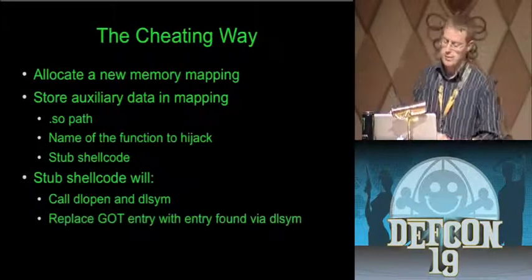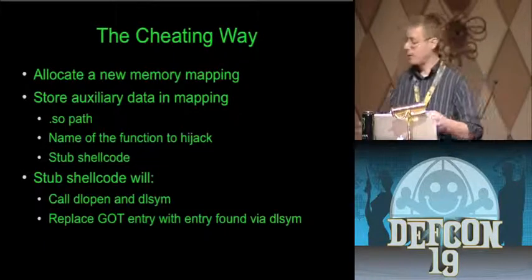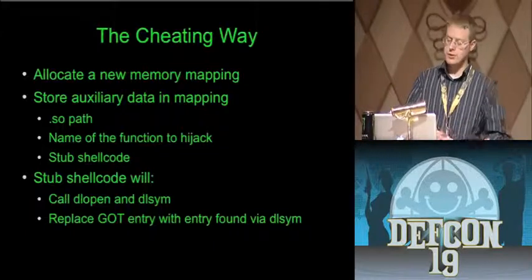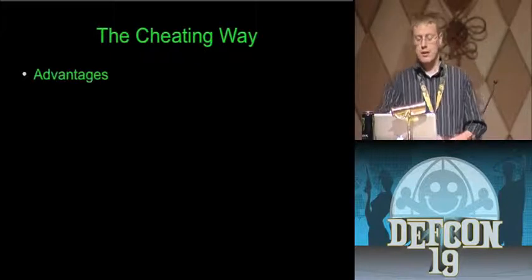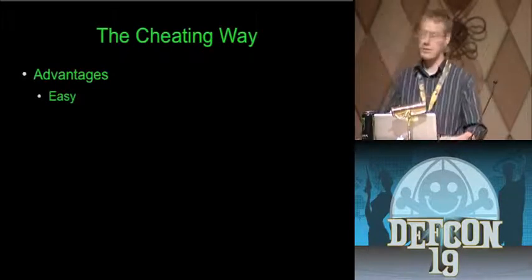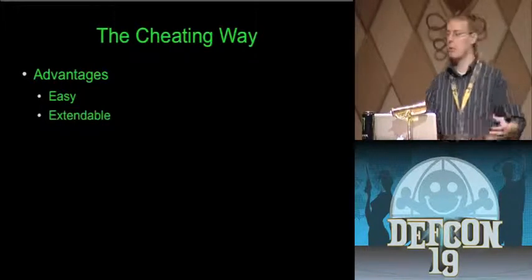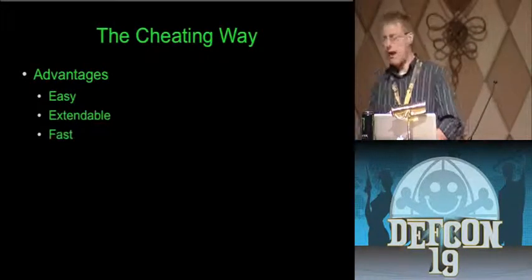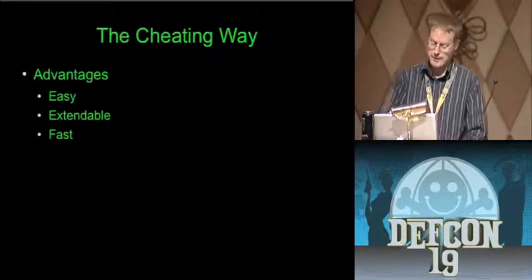It'll then replace the global offset table entry with the entry found via dlsym. So it'll find out dynamically where your function's located in memory, and then replace in the GOT where your malicious function is located. The cheating way has some advantages. It's easy. I've written the assembly code, and I'm going to release it today for you. It is extendable. All you have to do to hijack more functions, multiple functions, is literally just copy and paste code. It is fast. Assembly is fast. Handwritten assembly is usually fast if you write it right.